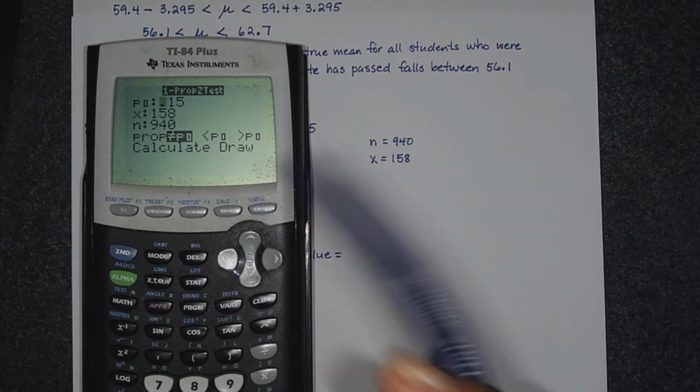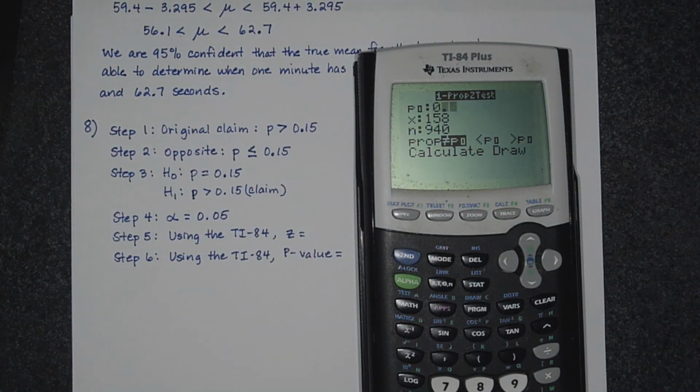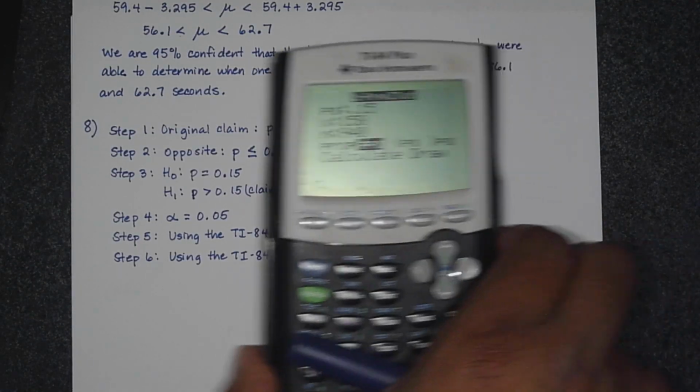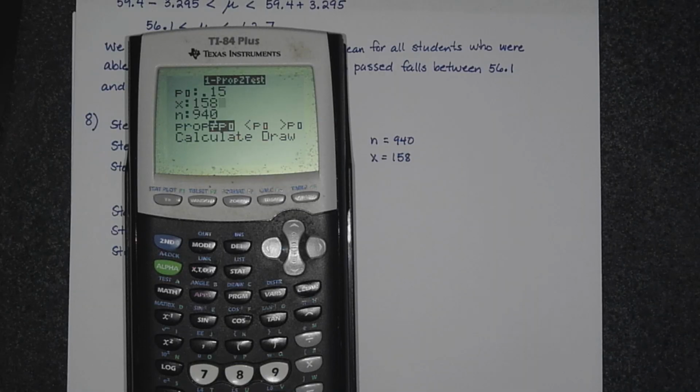Now, P sub 0, that's going to come from the null hypothesis. That'll be the 0.15. Then go down to X, which is the number of successes. In this case, 158. That's where it says 158 used emails. N is the sample size, 940.